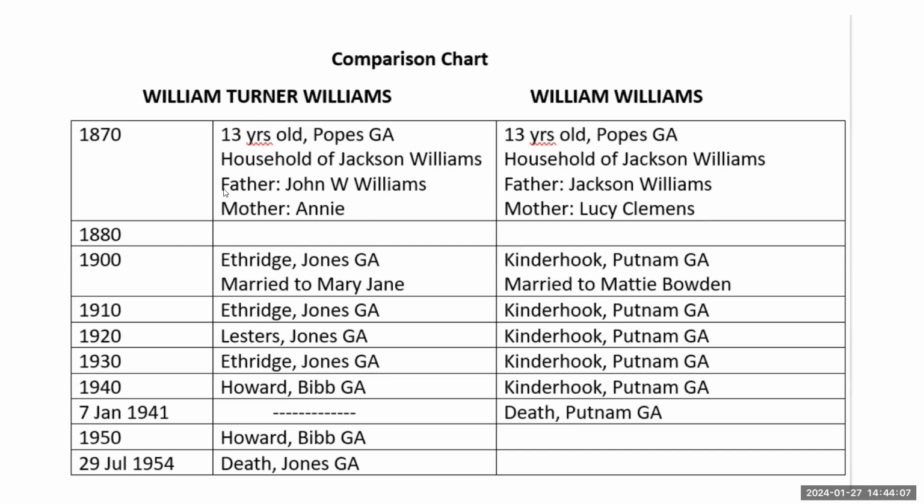So I did the census on where they were living during different times, different census years. So I can tell this is my William Turner Williams, as opposed to this being my William Williams. And sometimes when you have same people names like that, you have to do a comparison chart to make sure you're on the track of the right person.